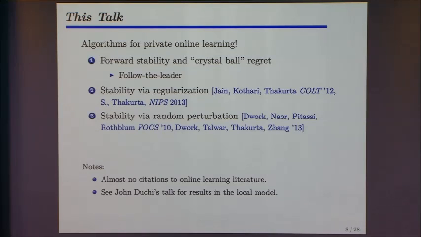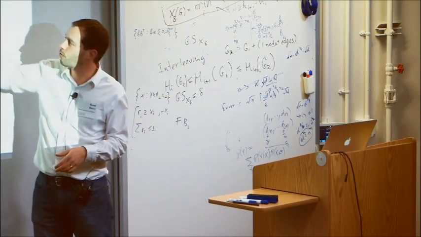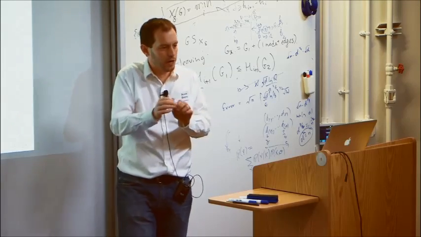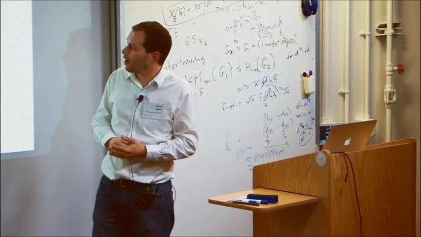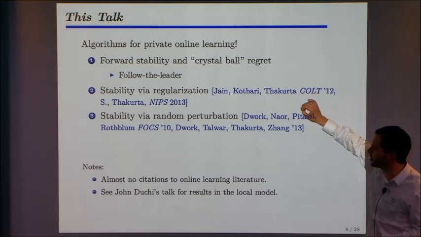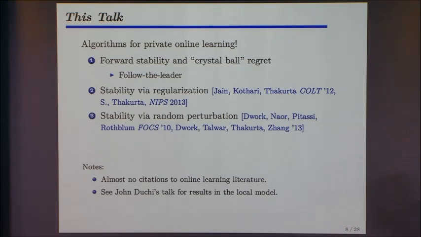So what I'll try to do in this talk is to give you some algorithms for private online learning, and highlight the connection to stability. Here is an outline. I'll talk about forward stability and a regret in this modified model where I get to see the future. We'll call this the crystal ball regret. Then we'll set up a framework for analyzing these algorithms, and look at a couple of different ways of filling in the blanks in that framework.